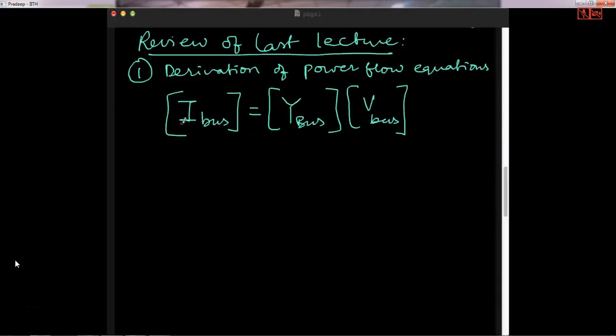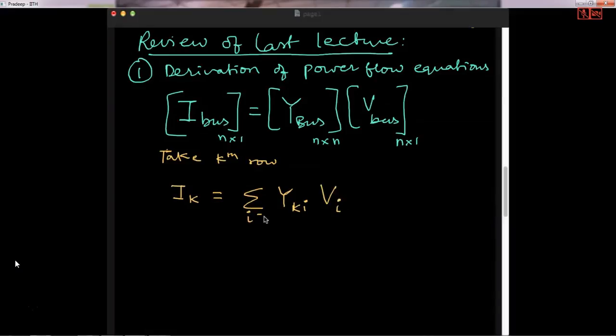This was your standard. This is n rows, n columns, and this is n rows, one column. Now, what is the next step to this? So I take the kth row. So if you take the kth row, you will have ik equal to summation of y kth row ith element multiplied by vi, where i is going from 1 to n. So basically, this is a row matrix multiplied by column matrix. So if you know how to do matrix multiplication, this will be y k1 into v1, y k2 into v2, y k3 into v3, and so on. We'll add them. So that is why we get this.